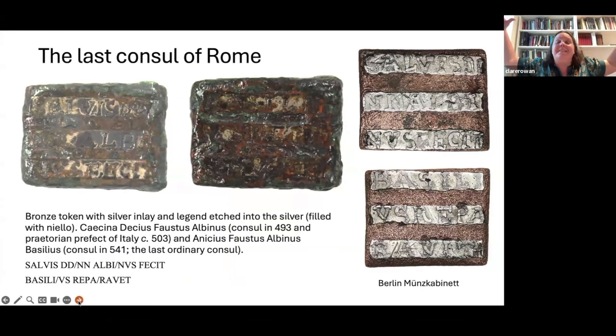And tokens really continue until the fall of Rome. So this specimen that's in the Hunterian, I've got a nicer example on the right-hand side from the Münzkabinett of Berlin, shows what tokens look like really in very, very late antiquity, so 5th and 6th centuries AD. So you can see these tokens are very different to what we've looked at before. In this period, essentially, they're kind of made out of bronze, and they would hand etch the writing and then inlay it with silver. So this is not a cheap cast lead object anymore. This is quite an expensive item.